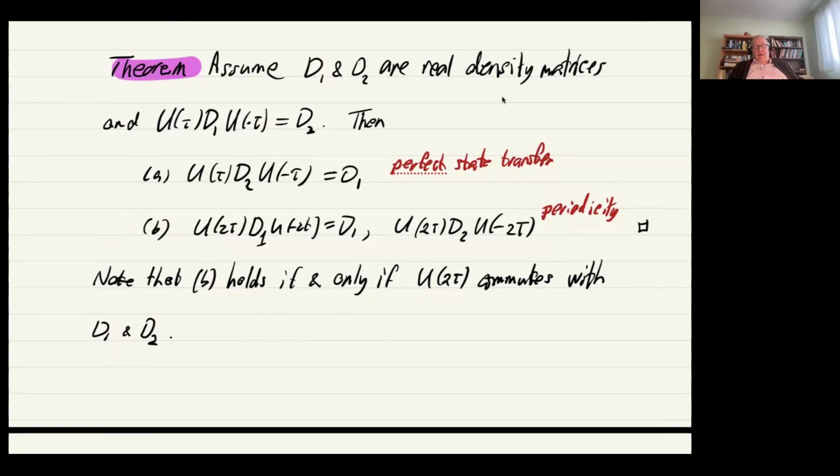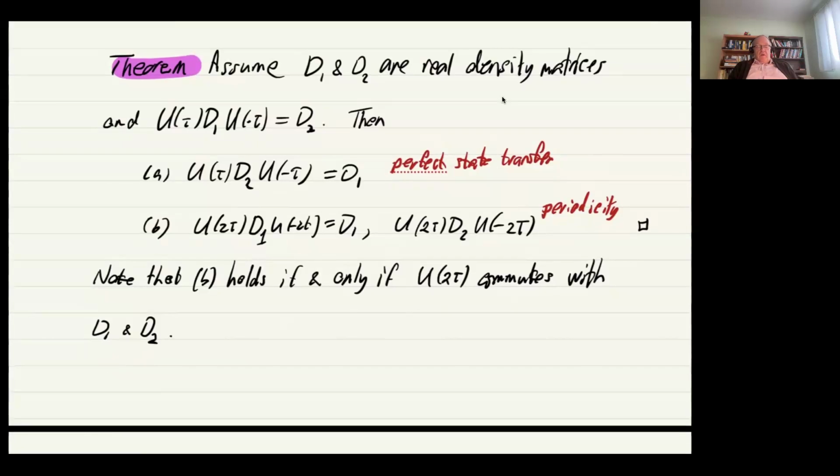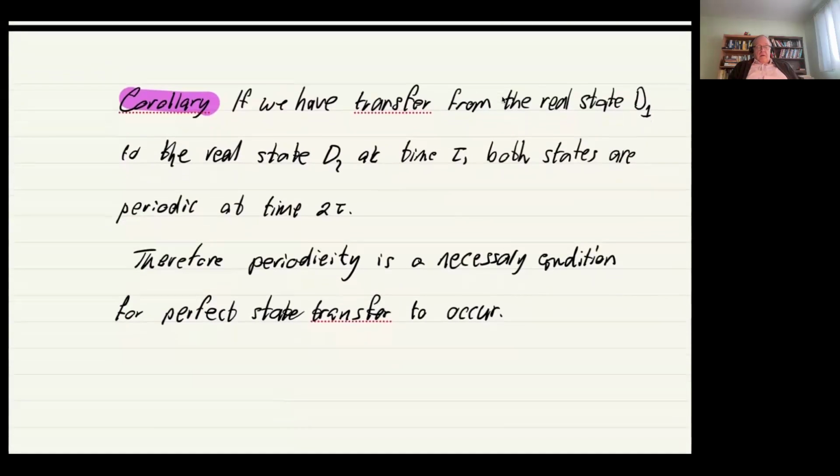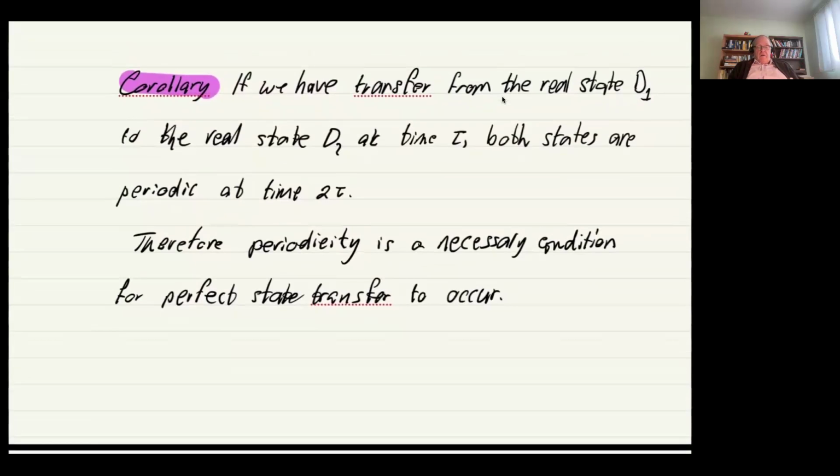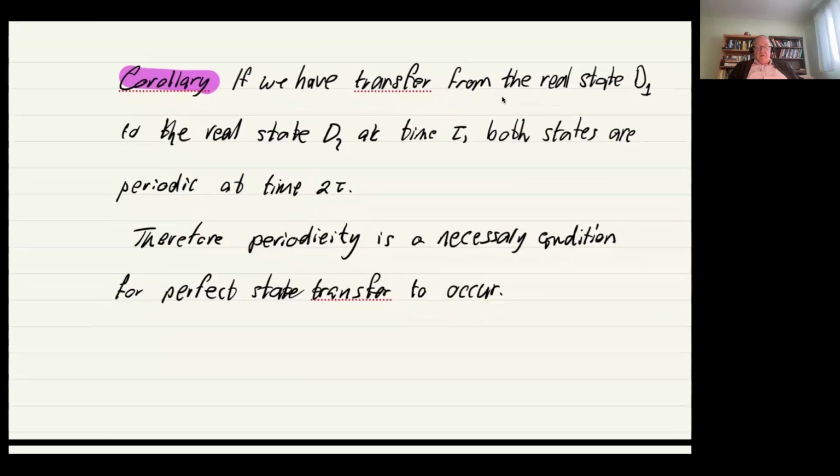Now, it's hard to overemphasize the importance of when things commute in linear algebra. So this is a fairly strong condition on U of 2 tau. Because if it commutes with these two matrices, it commutes with anything in the algebra they generate, and that's a lot of matrices to commute with. So the periodicity is a property of real states and real Hamiltonians. And it follows that periodicity is a necessary condition for perfect state transfer. And so it's periodicity that we'll work with.